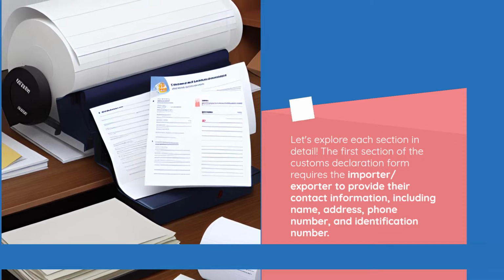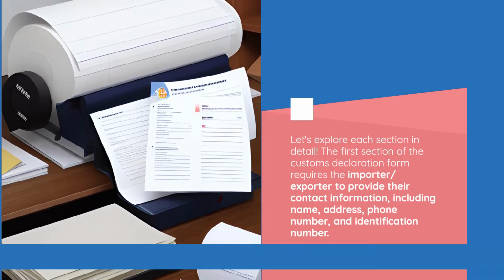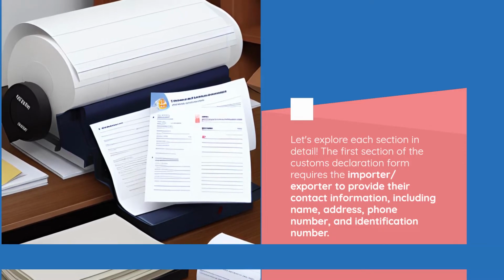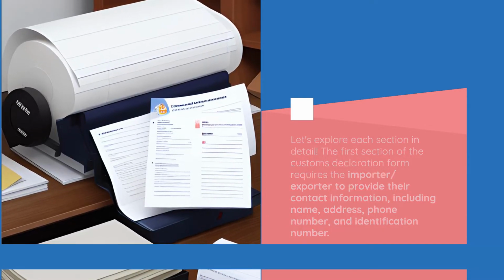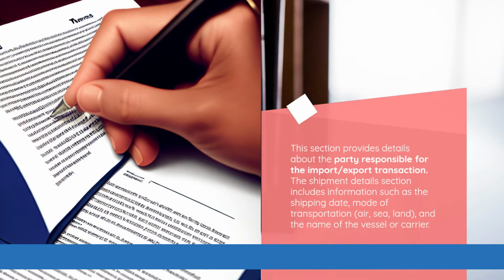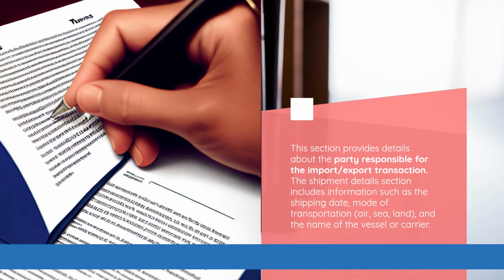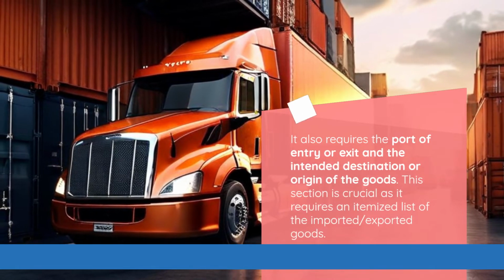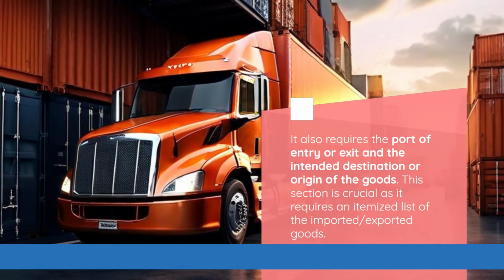The first section of the Customs Declaration Form requires the importer-exporter to provide their contact information, including name, address, phone number, and identification number. This section provides details about the party responsible for the import-export transaction. The Shipment Details section includes information such as the shipping date, mode of transportation (air, sea, land), and the name of the vessel or carrier. It also requires the port of entry or exit and the intended destination or origin of the goods.